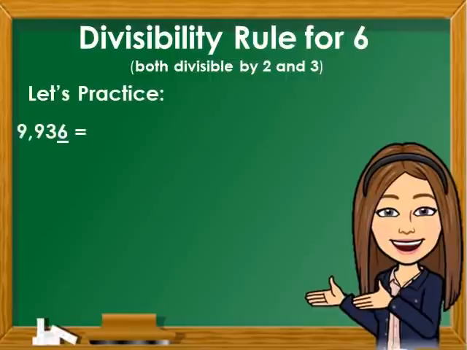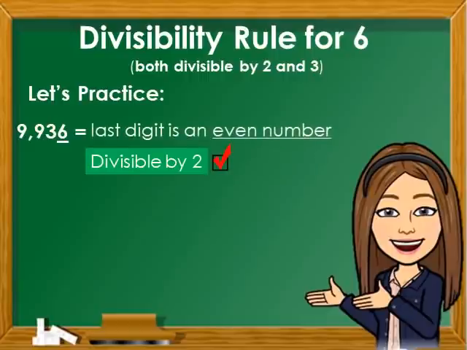9,936. The ones place or last digit of 9,936 is 6, which is an even number. So 9,936 is divisible by 2.